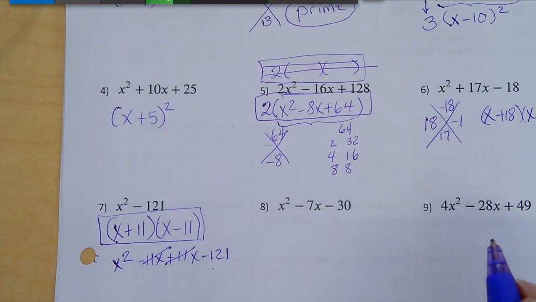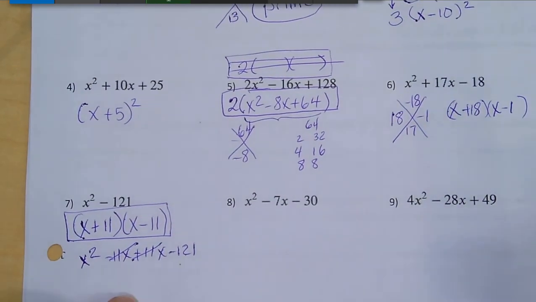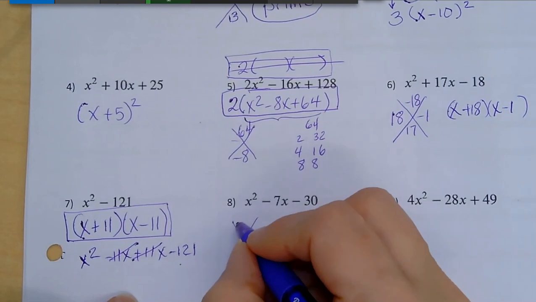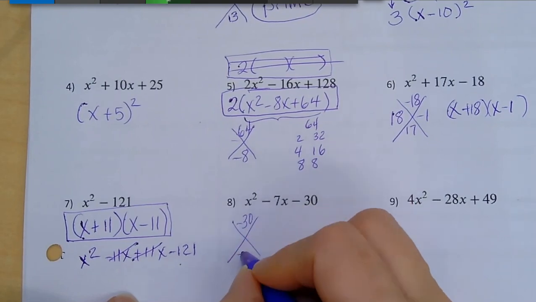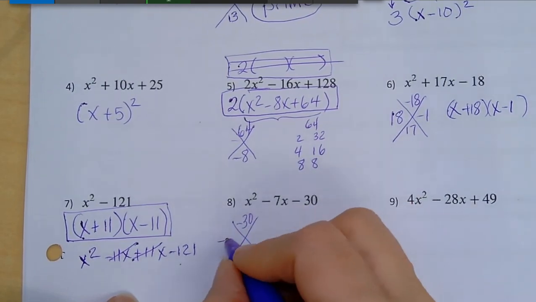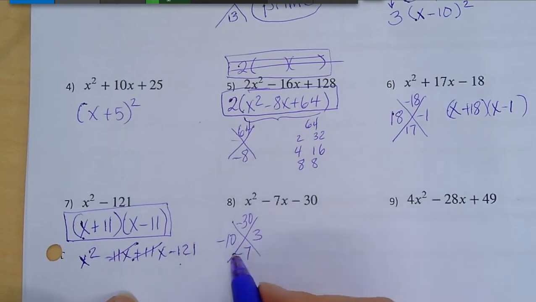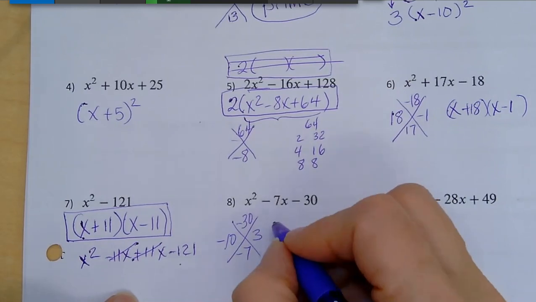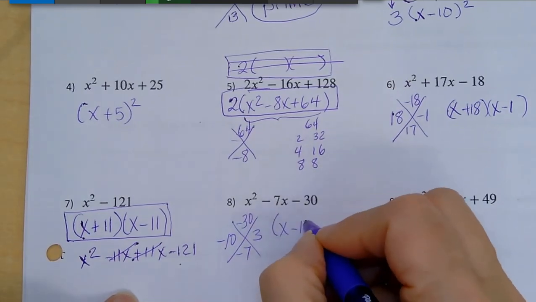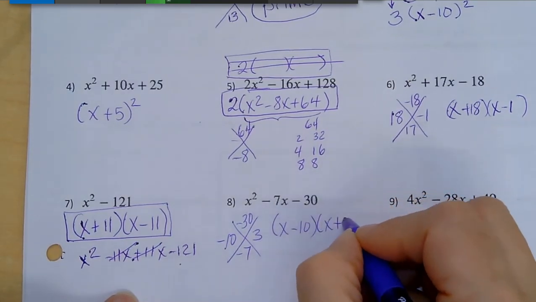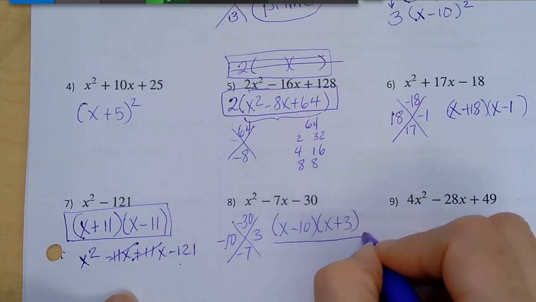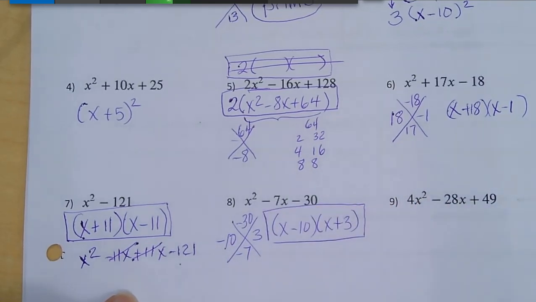x squared minus 7x minus 30. No perfect squares at all here, except x squared is a perfect square. I need two numbers that multiply to give me negative 30, but add together to give me negative 7. I'm thinking it's negative 10 and 3. Let's see. Negative 10 times 3 is negative 30. Negative 10 plus 3 is negative 7. So here we go. x minus 10 times x plus 3. You know, if you wrote x plus 3 times x minus 10, you would be correct also.